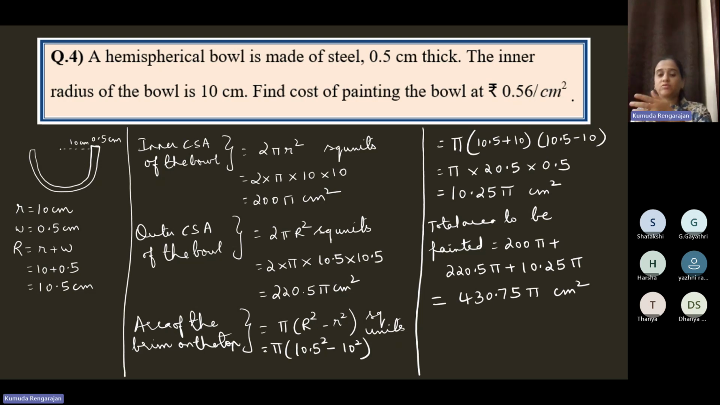So how do you handle 10.5 squared minus 10 squared? It's like a squared minus b squared, so a plus b into a minus b. Not now, you can do it when you find the cost.